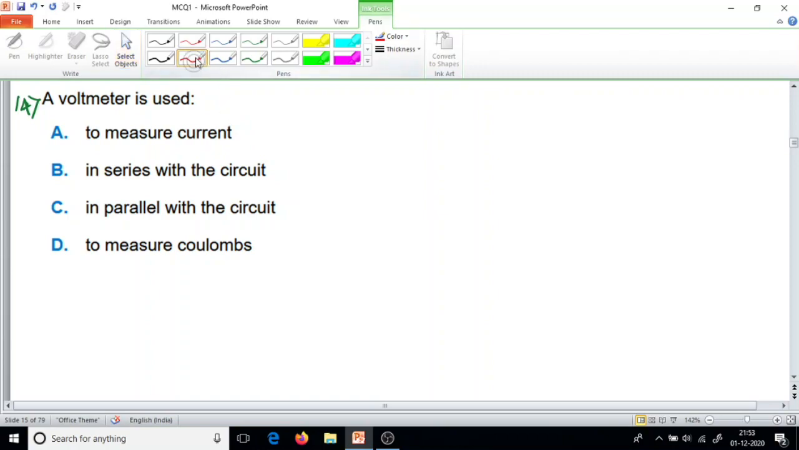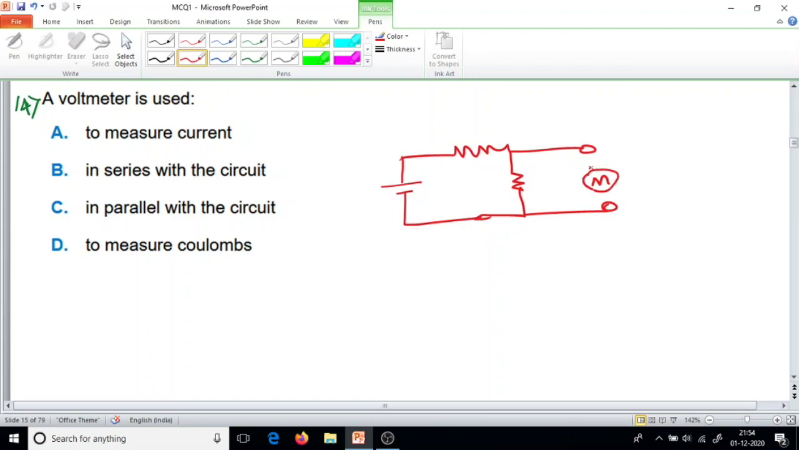Question number 14. A voltmeter is used to: option A, measure current; option B, in series with the circuit; option C, in parallel with the circuit. Now we have a battery here, one resistor and one more resistor. We want to read the voltage here. We will connect the multimeter parallel to this resistor. Voltmeter is always connected parallel with the circuit.